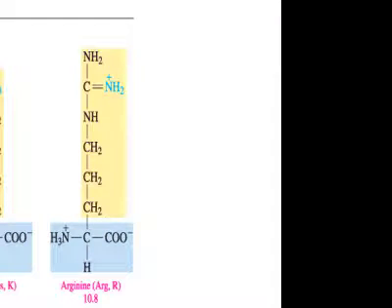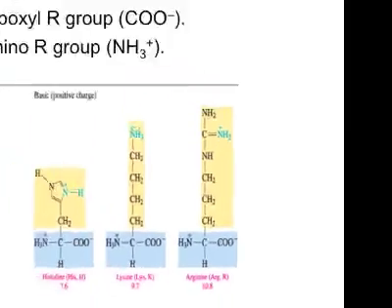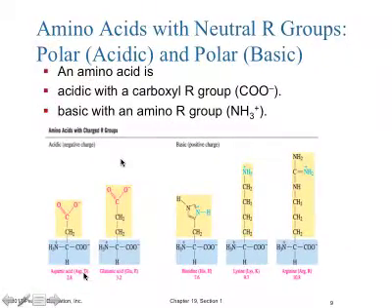All right, amino acids with neutral R groups that are either polar or basic. And again, this really shouldn't say neutral R groups. It should say polar acidic and polar basic, because they're certainly not neutral. At physiological pHs, bodily fluids, the carboxylic acid groups will have lost their hydrogen and have the negative charge.